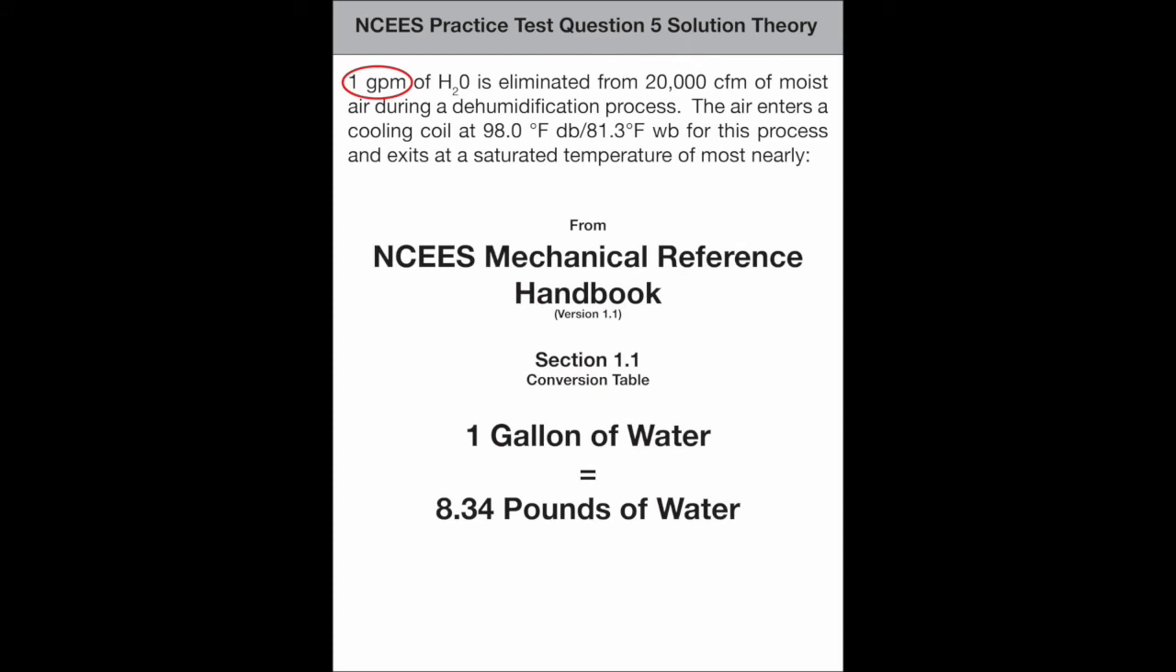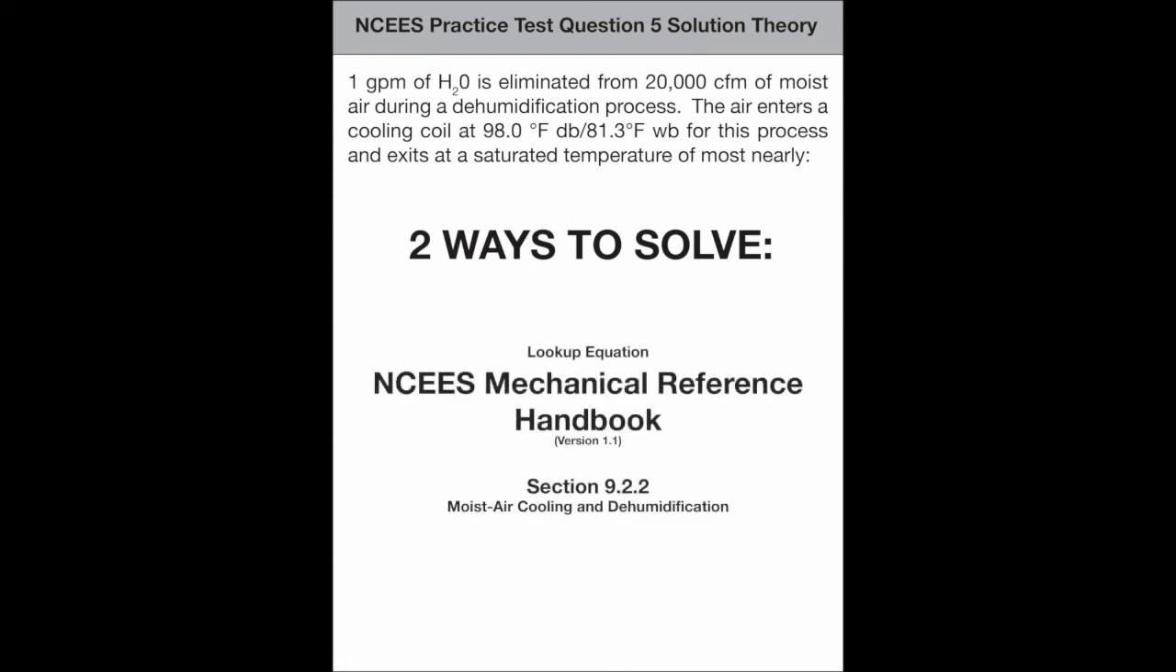The problem says that 1 gallon per minute is eliminated. There is a conversion from the volume of water in gallons to the mass of water in pounds. Find this in the NCEES Mechanical Reference Handbook, Section 1.1, Conversion Table. 1 gallon of water equals 8.34 pounds of water. There are two ways to bring all this data together. You could either look up the appropriate equation in the NCEES Mechanical Reference Handbook, which is found in Section 9.2.2, Moist Air Cooling and Dehumidification.